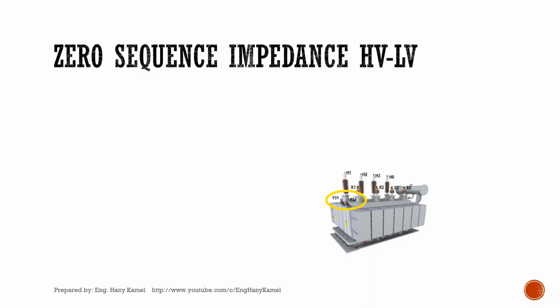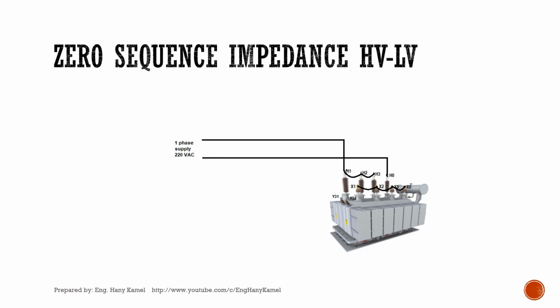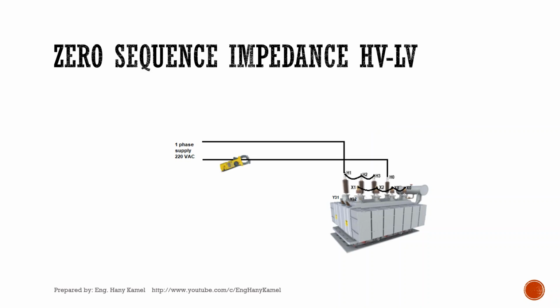Open the short link to open the delta. Short circuit the high voltage winding phases to each other. Low voltage winding will be shorted with neutral. Single phase supply will be injected to the high voltage side with neutral. Voltage measurement between any phase and H0 will be recorded. Current measurement will be recorded. This test will be performed in our example for maximum voltage tap, normal tap, and minimum voltage tap.